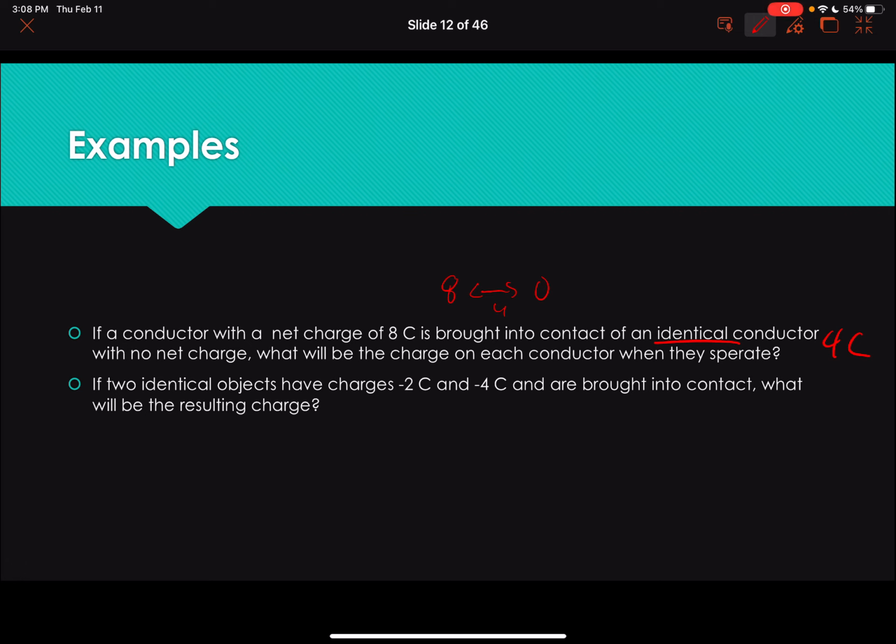Here it's -2 and -4. And so that -4 has too many charges, and so it's going to transfer some charges until they're balanced, until they're both -3 and -3. So -3 is our answer.